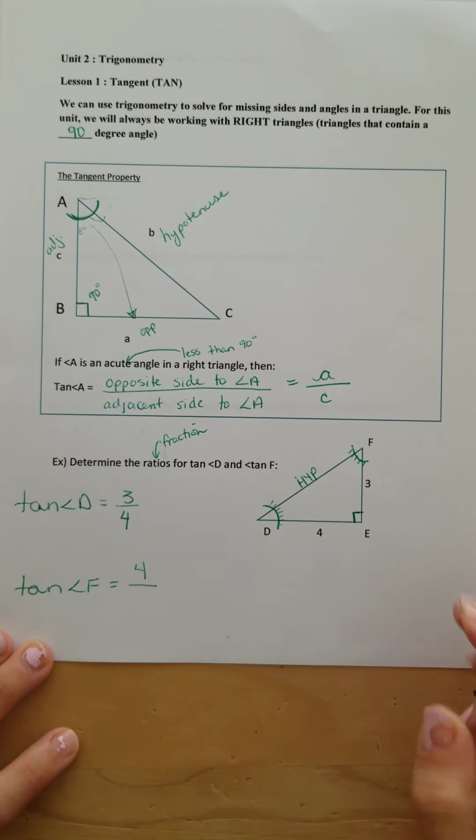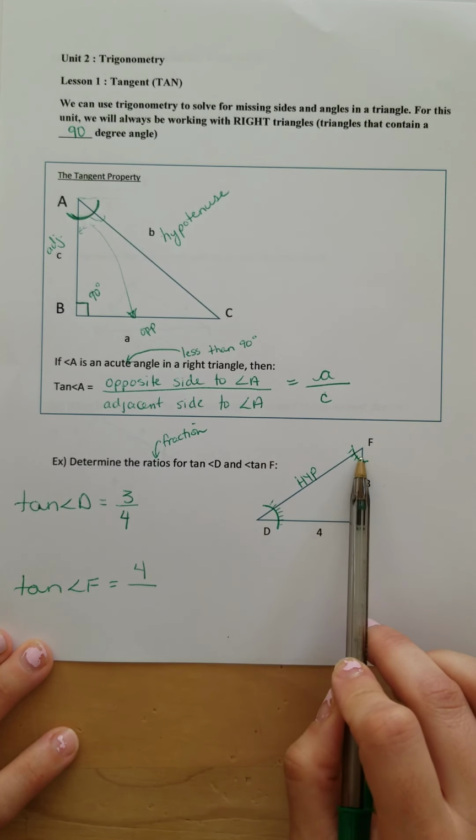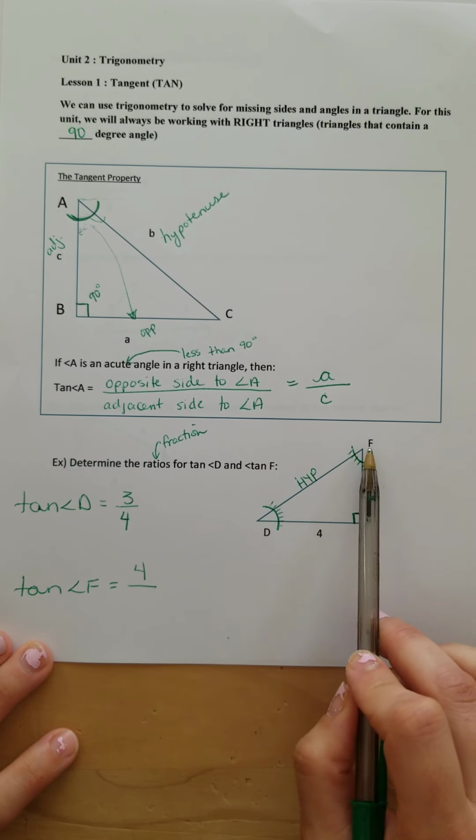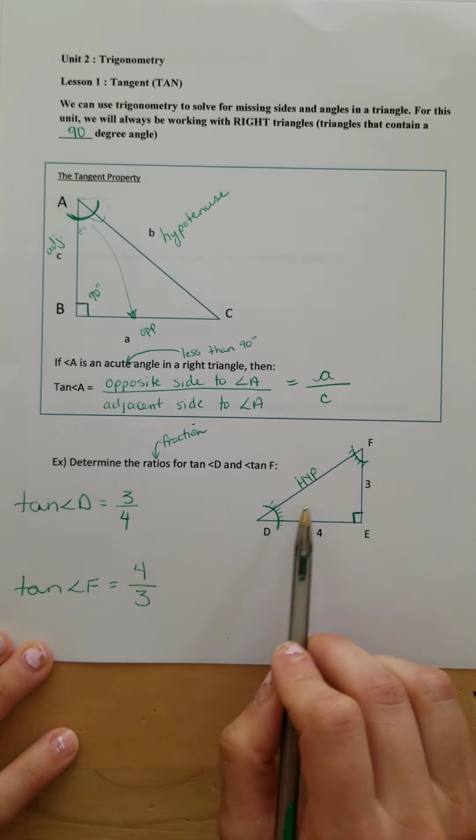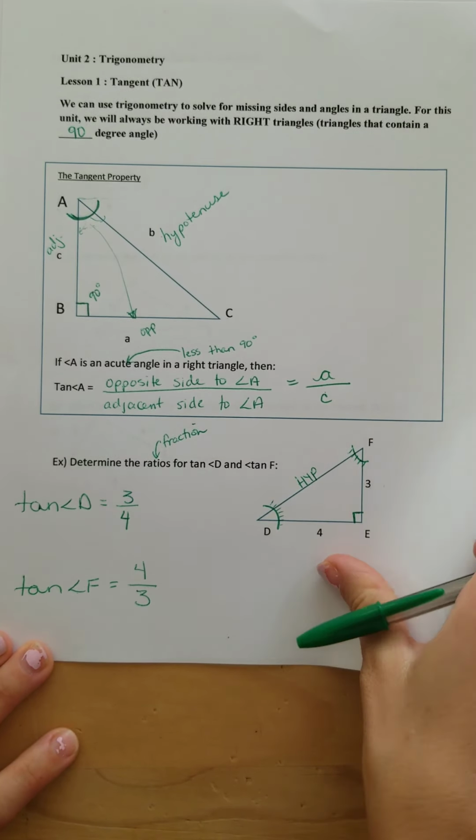And then from angle F, I want to look for the adjacent side. Adjacent means the one beside it. I have 2 lines beside it, but I know that one's the hypotenuse, so I go with the other one, which is 3. So you can see how the fractions change depending on what letter or what eyeball you're looking from.